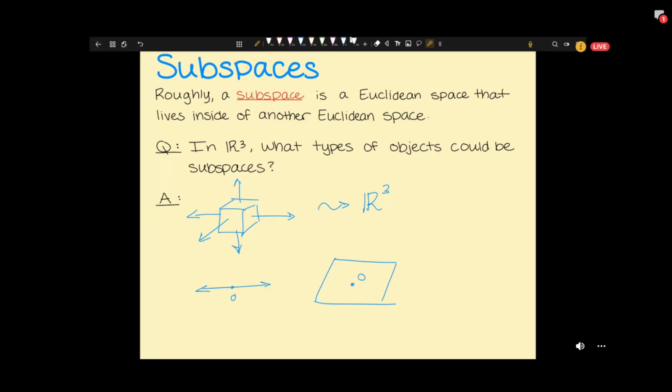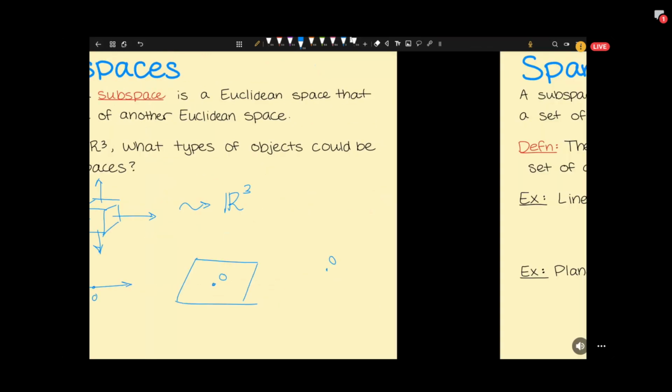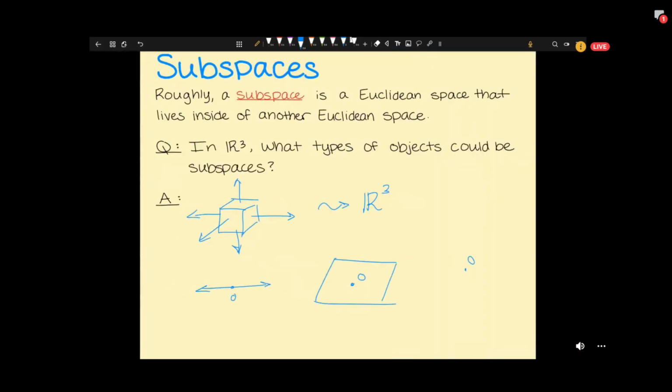And this is kind of like R2, but living in R3. And then the last subspace that you could have is just the origin, a single point. It's kind of a boring subspace, but it is a subspace. Are there any questions about this?